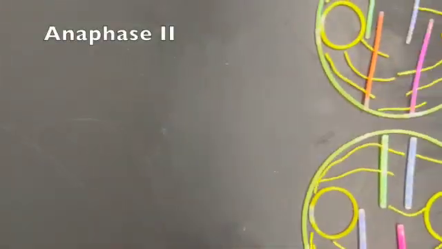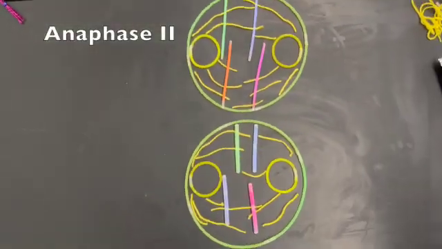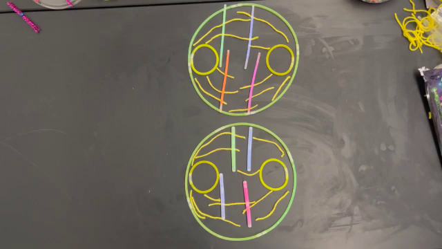After metaphase 2 is anaphase 2. During this phase of meiosis, the centromere splits, which frees the sister chromatids. The spindle fibers start to shorten, allowing the newly separated sister chromatids to move to opposite sides of the cell. The sister chromatids are not genetically identical because of crossing over.